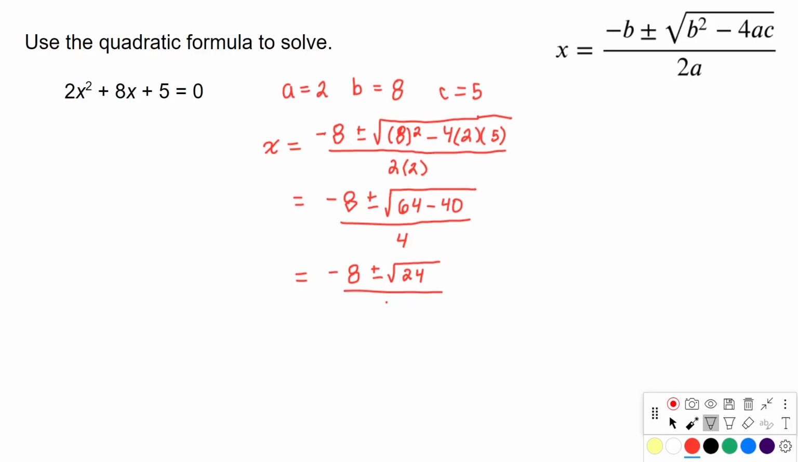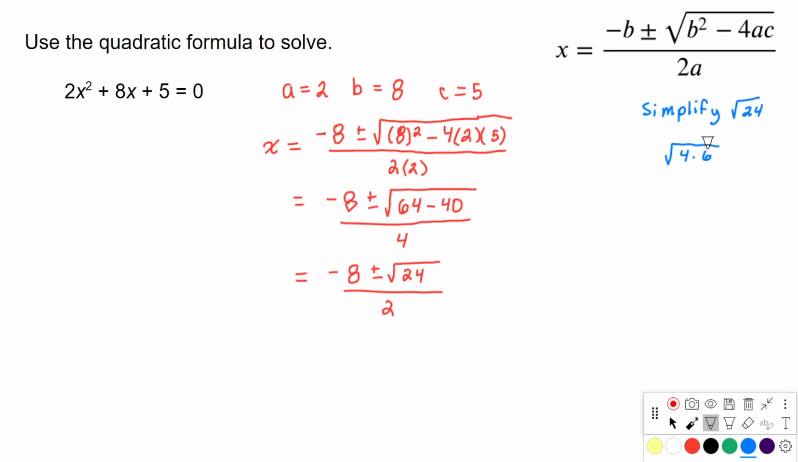Divide that by 4. Now, something that didn't happen with the last problem that we can do on this problem is we can simplify, write it in simplest radical form, the square root of 24. And when I do that, I keep in mind I'm looking for perfect squares. So I know that 4 is a perfect square. The square root of 4 is 2. So I can write the square root of 24 as 4 times 6.